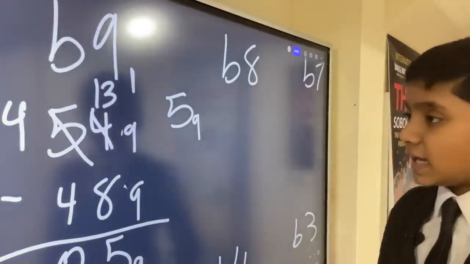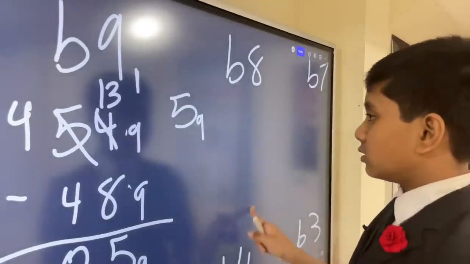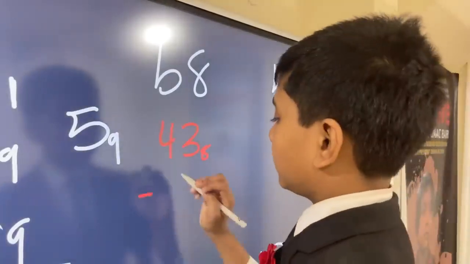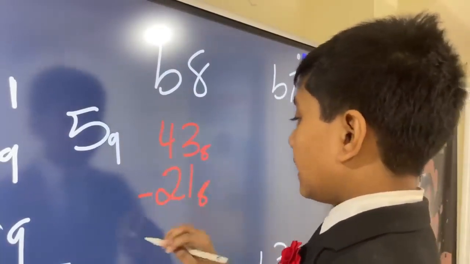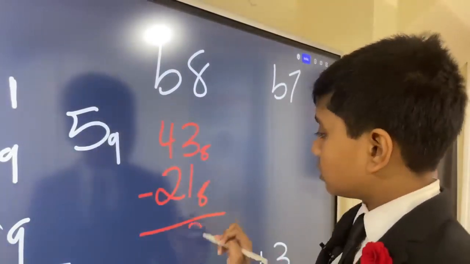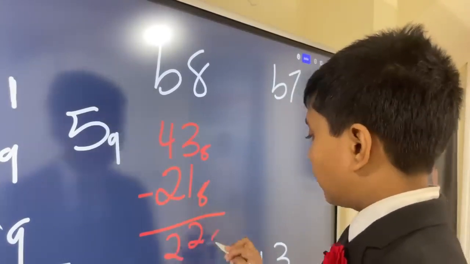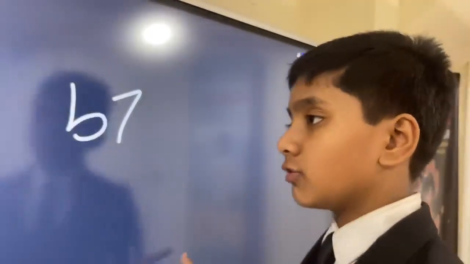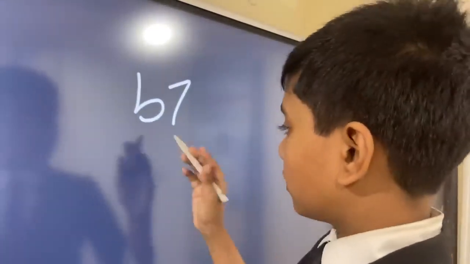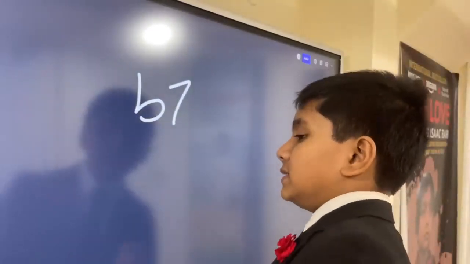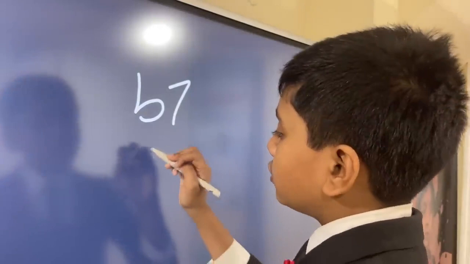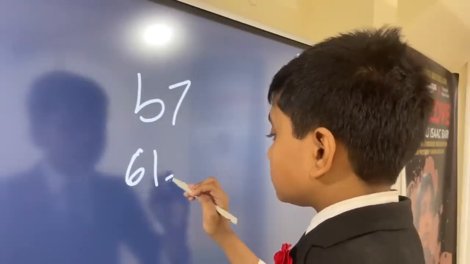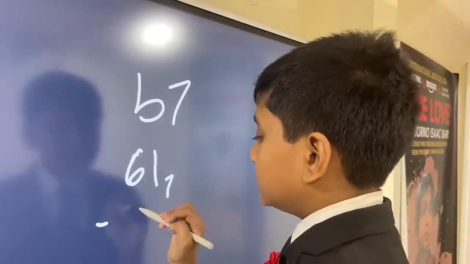So, for base 8, we can also just simply do subtraction. Let's subtract that from, let's say, 21 base 8. And this is just simple. 22 base 8. So now, let's go to an example with regrouping again, just to get familiar with it. So for base 7, let's do 61 minus 16.